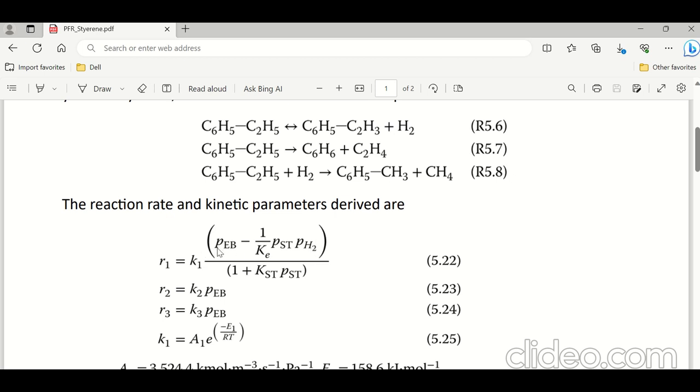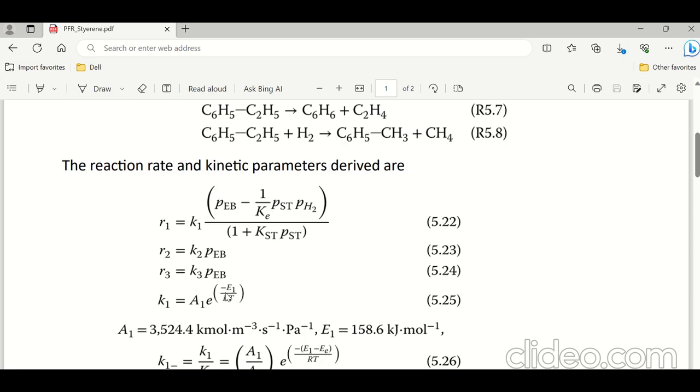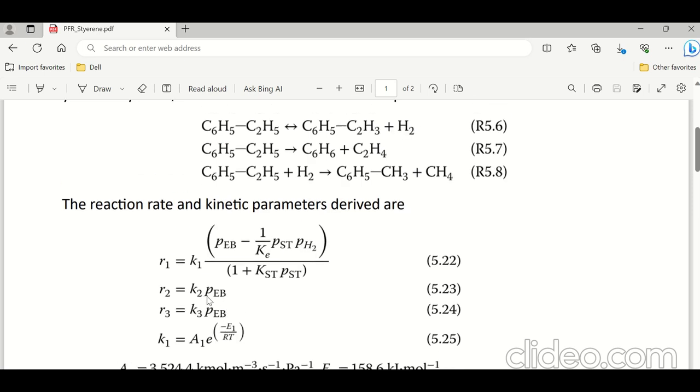So you can say that K1 PEB is the rate of the forward reaction, minus K1 by Ke PST PH2, which is the rate of the reverse reaction, divided by 1 plus KST PST. So this K is a constant based on styrene, and PST is the partial pressure of styrene. This is how we can calculate the rate of the first reaction. Similarly, the rate of the second reaction is given by R2 equal to K2 PEB.